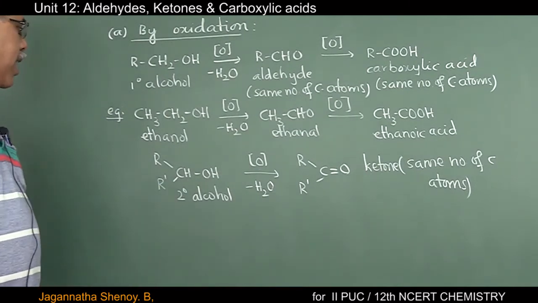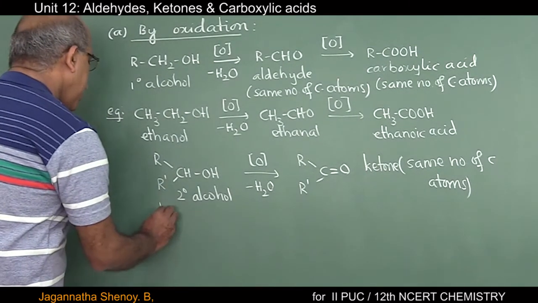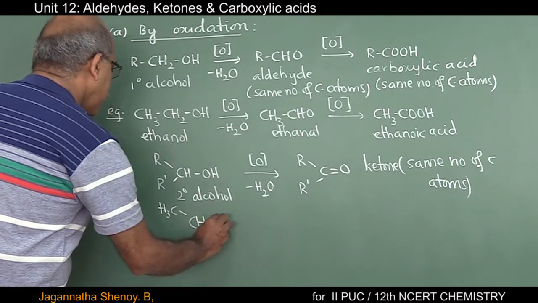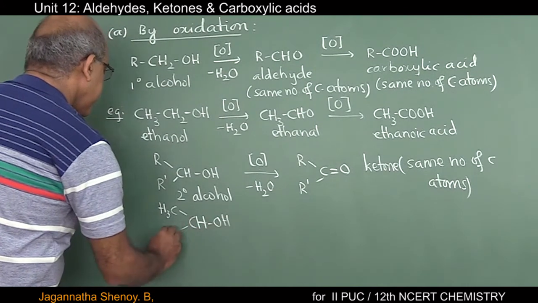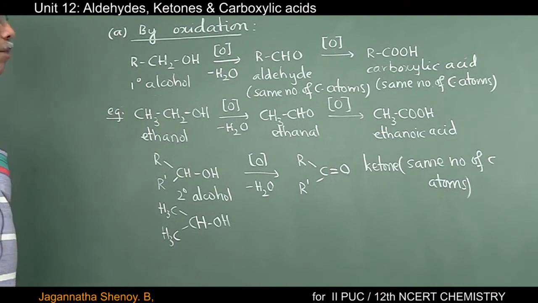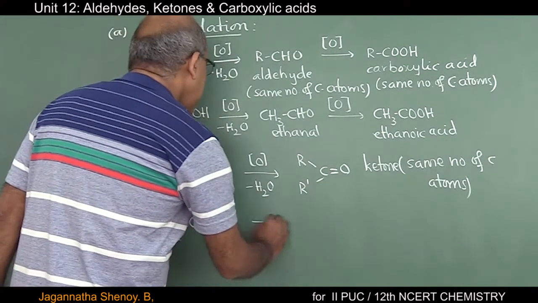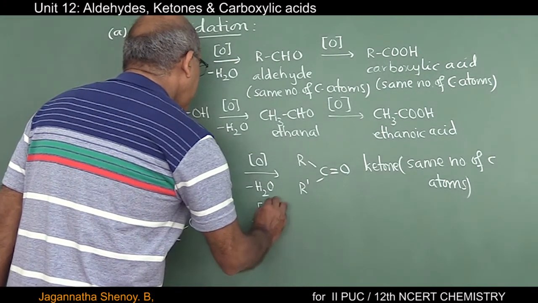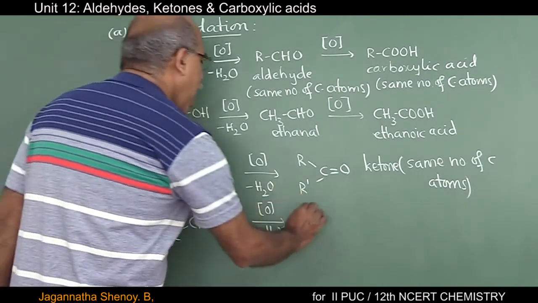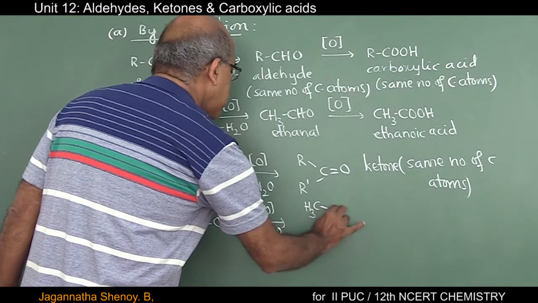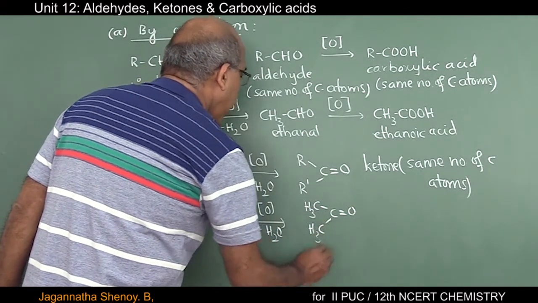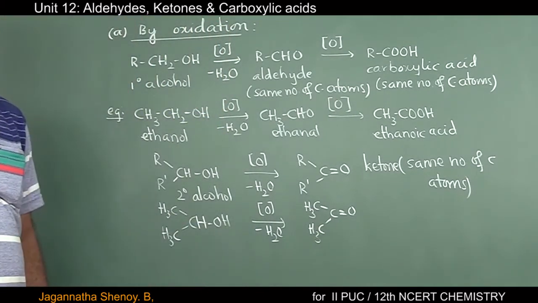If I provide an example here, the best example is I'll start from isopropyl alcohol, propan-2-ol. I'll subject it to oxidation. It loses a molecule of water. It gives you acetone, CH3COCH3. So the product obtained is acetone.